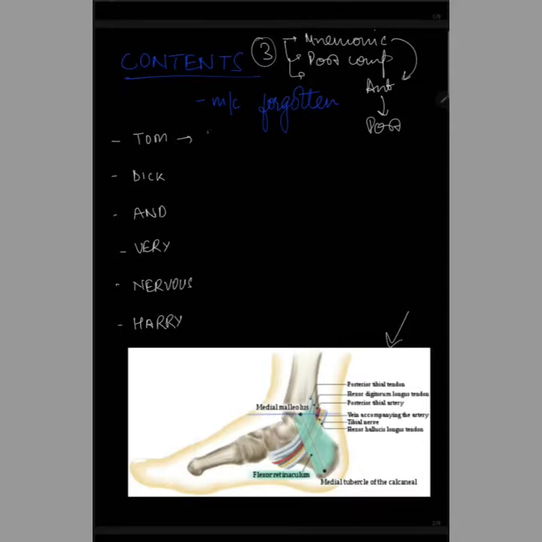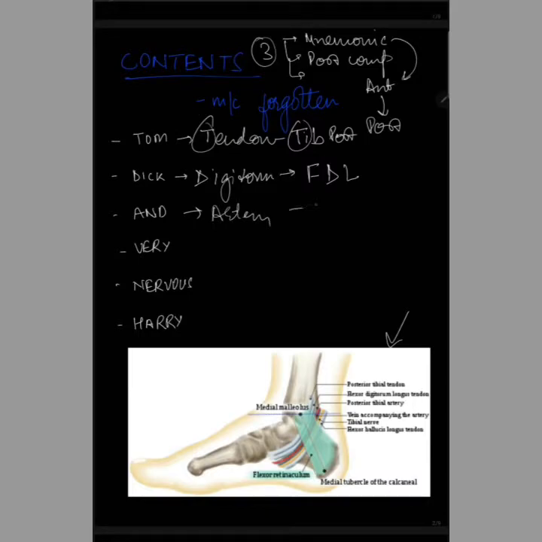The Tom T stands for tendon. Which tendon? The tibialis posterior tendon. Remember T, right? Second is Dick. D is for the digitorum tendon. Now, which digitorum tendon are we talking about? The posterior compartment will contain the flexor digitorum longus tendon. A is for artery. Now, which artery? The posterior tibial artery.